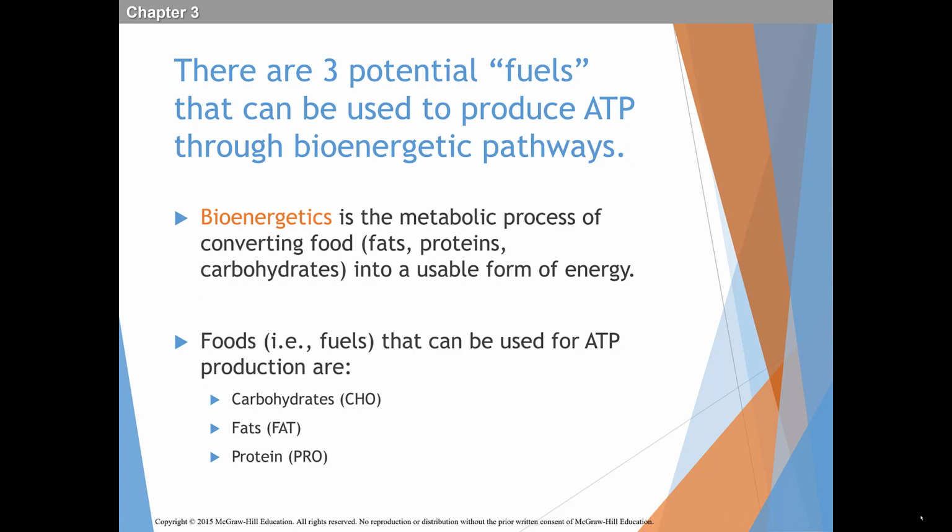The foods that can be used to produce ATP are lumped into three different categories. We have carbohydrates, which I'll abbreviate CHO. We have fats, which I'll abbreviate FAT, even though that's not really an abbreviation, I guess. And then we have proteins, which I'll abbreviate PRO in this section.